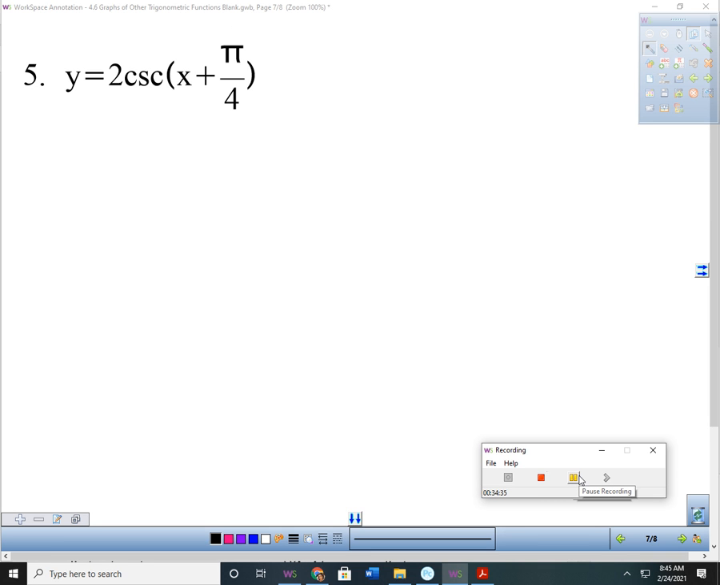Okay, for the cosecant and the secant, you're pretty much going to do the same thing that you did for sine and cosine, and you graph them and everything. But once you get all your key points on the graph, then you do something different with them. So cosecant, that's the inverse of sine. So we're going to actually do all of the steps that we did for sine.